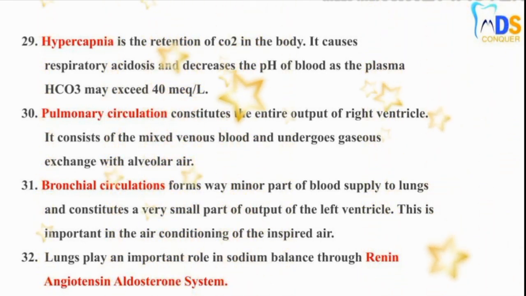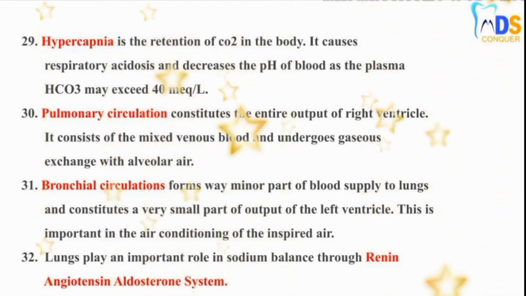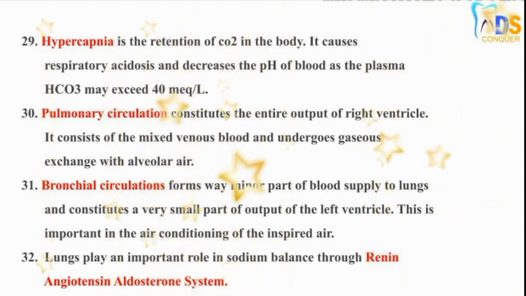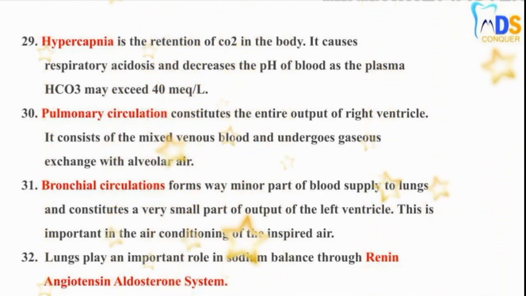It causes respiratory acidosis and decreases the pH of blood as the plasma bicarbonate may exceed 40 mmHg per liter. Number 30. Pulmonary circulation constitutes the entire output of right ventricle. It consists of mixed venous blood and undergoes gaseous exchange with alveolar air.